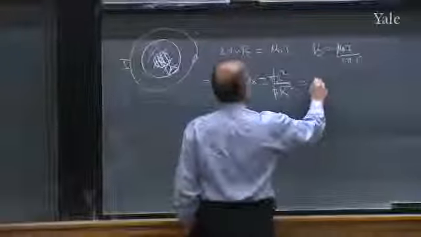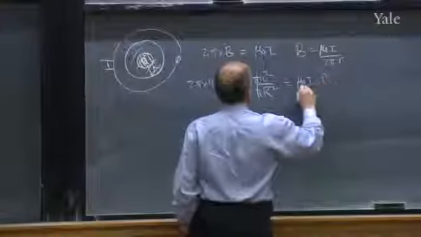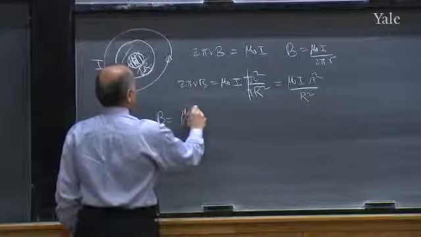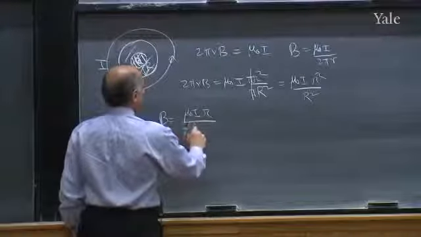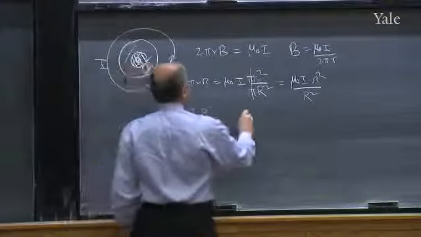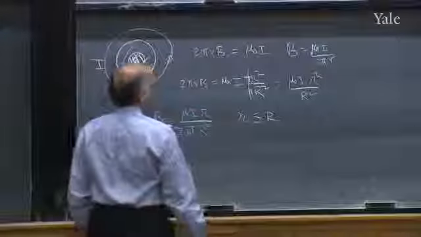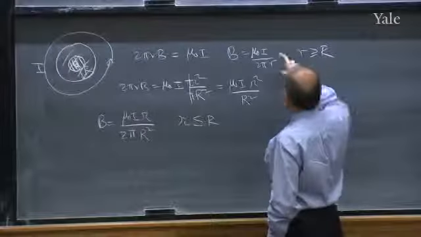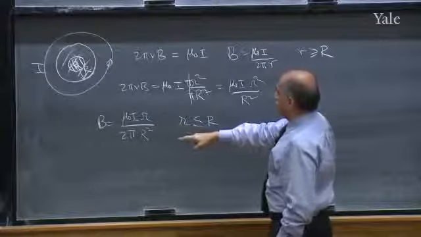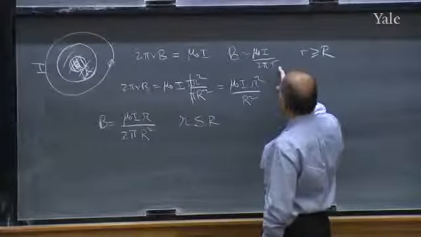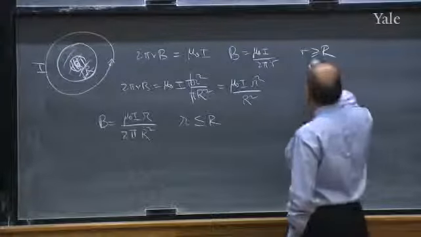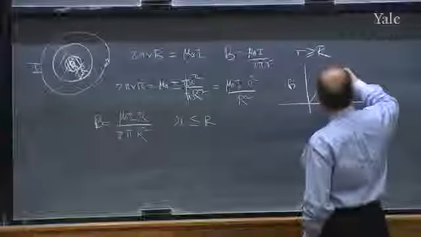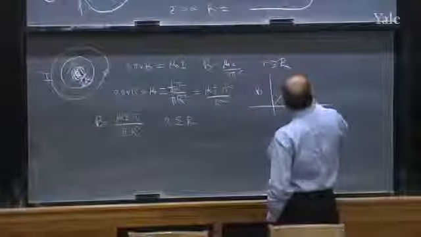So what does that tell me now? It's mu 0 I r squared over big R squared. So therefore, B looks like mu 0 I r divided by 2 pi R squared for r less than or equal to R. And this is the formula for r bigger than or equal to R. And you can test the formula when little r equals big R. That's correct. Little r equals big R, they agree. Therefore, the magnetic field as a function of r grows inside the cylinder and then decays as 1 over r.